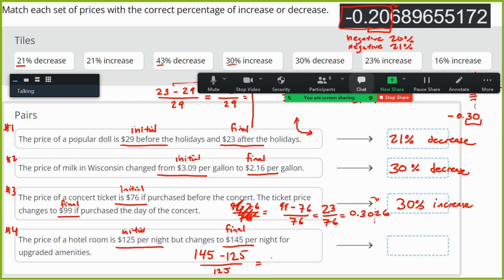Okay. You do it with me. Check my work. 145 minus 125, 20. Okay, 20 over 125. Okay, this one came out to a nice clean decimal, 0.16. That's nice. No rounding, no even thinking about rounding because there's no more numbers, no more digits. So this is going to be 16%. Is this an increase or a decrease? Increase or decrease for number 4? Any thoughts?